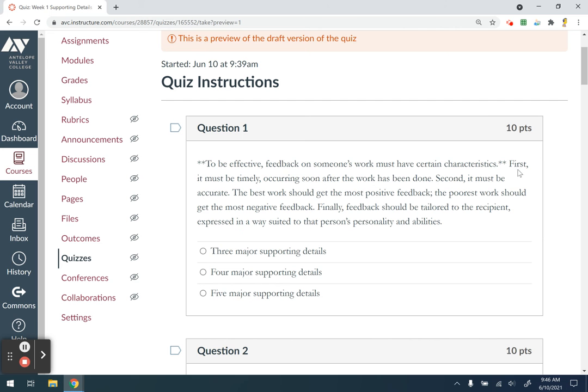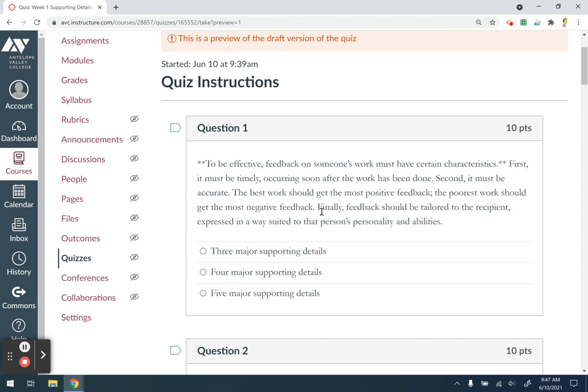Another major detail is the next sentence, second. And then if we scroll down, this right here, second, it must be accurate. And then the sentence that comes after it, the best work should get the most positive feedback, the poorest. This is called a minor detail because it's just giving you information for this second major detail. So far we have 2 major details.